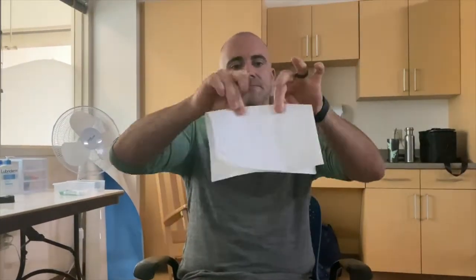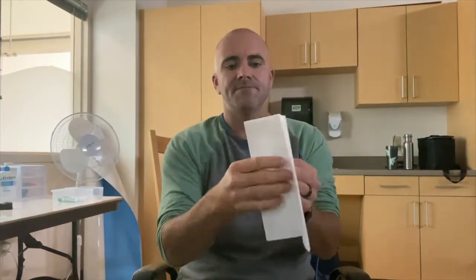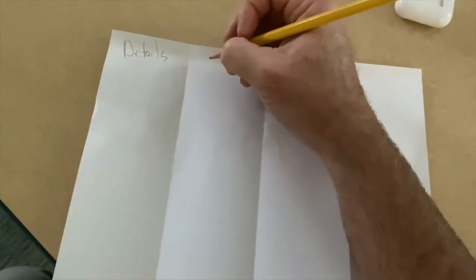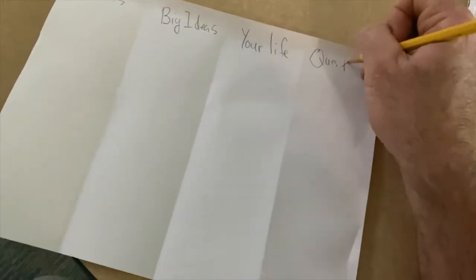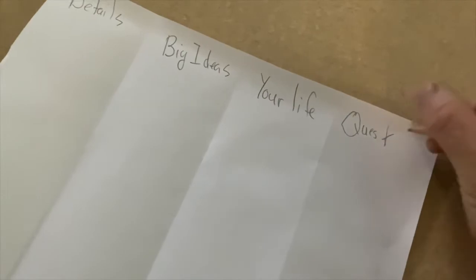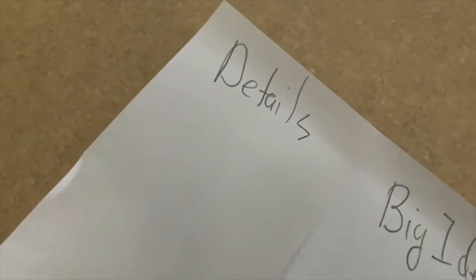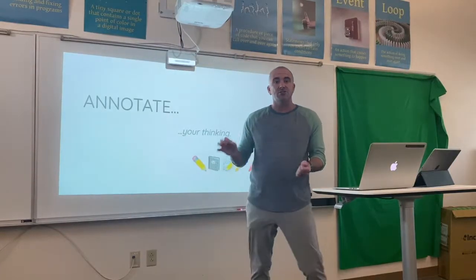In this lesson, my class, you're going to use a quad fold. So we're going to take a piece of paper, fold it into 4 parts, and we're going to have categories: details, big ideas, your life, and questions. All right, it's going to look just like this.